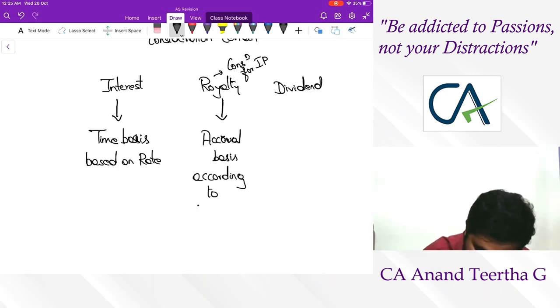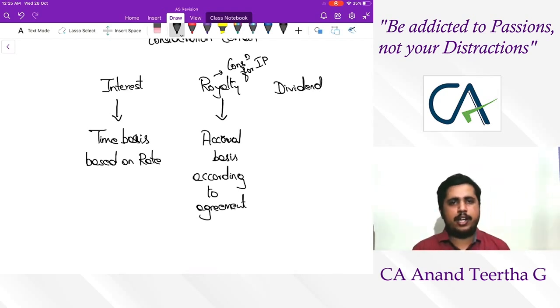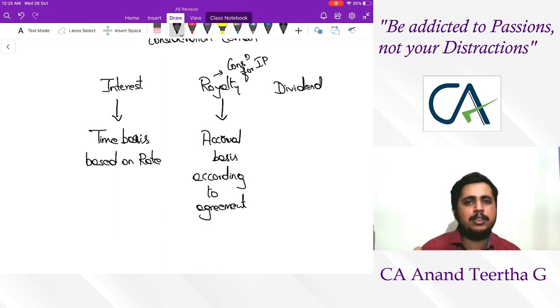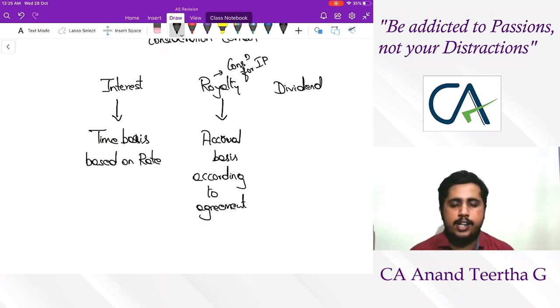Different types of agreements can happen. According to the agreement, do it on an accrual basis. Example, one agreement says that for using your intellectual property, I will make a lump sum payment of 10 lakh. So as soon as the 10 lakh becomes due, I will pass an entry. Some agreements may say that I will give you 15% of all the products sold. So as soon as the products are sold, I will give you 15% of it. As the product keeps on getting sold, the amount keeps on getting accrued. So depending upon the agreement, you will recognize royalty income.